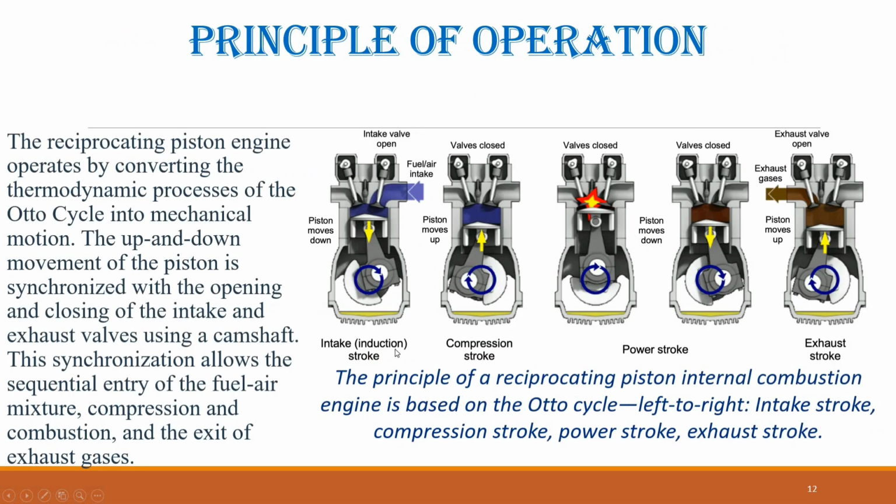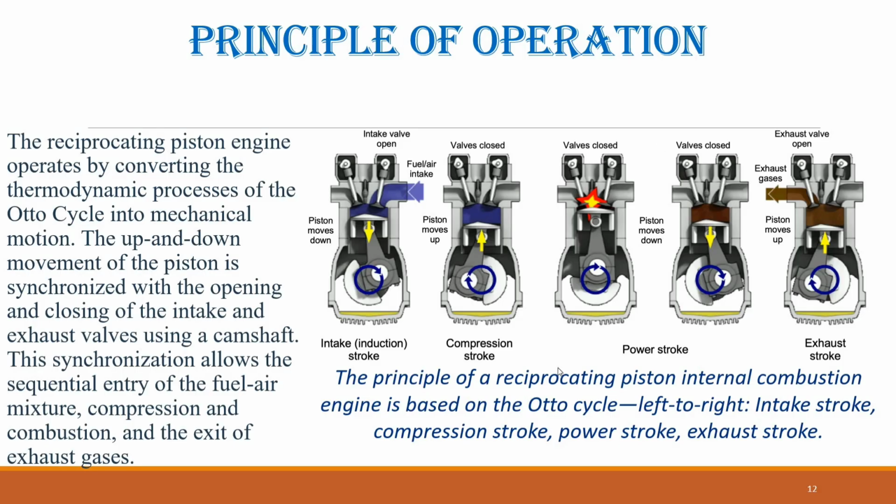Reciprocating piston engine operation. The real-life examples of the Otto cycle are reciprocating piston engines. The reciprocating piston engine operates by converting the thermodynamic processes of the Otto cycle into mechanical motion. The up and down movement of the piston is synchronized with the opening and closing of the intake and exhaust valves using a camshaft. This synchronization allows the sequential entry of the fuel-air mixture, compression and combustion, and the exit of exhaust gases.